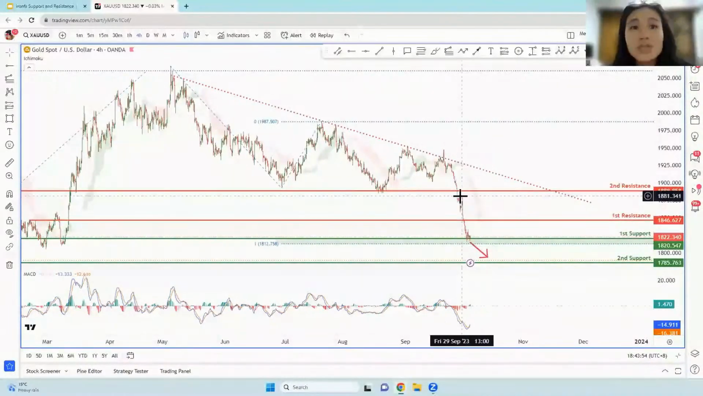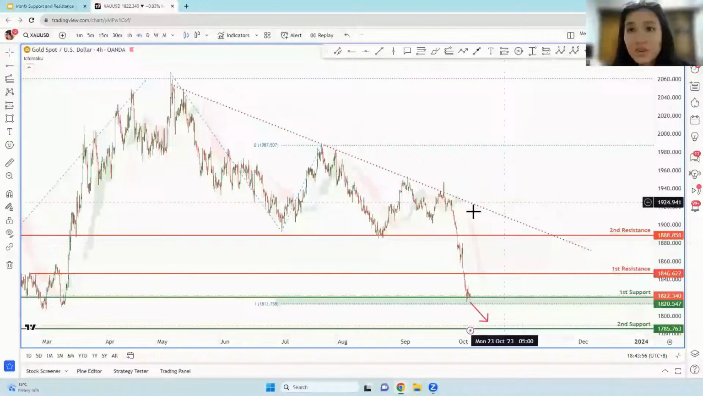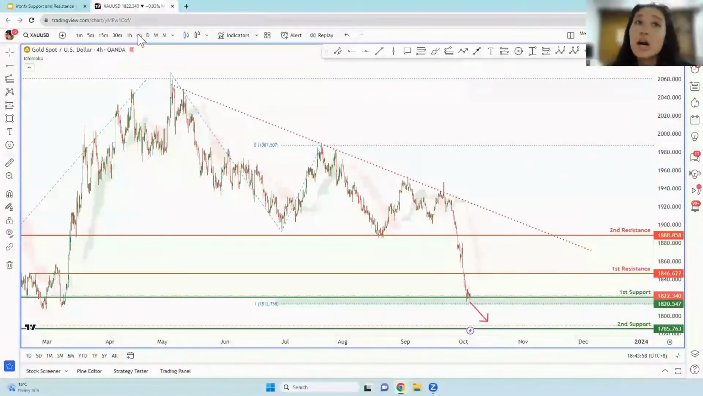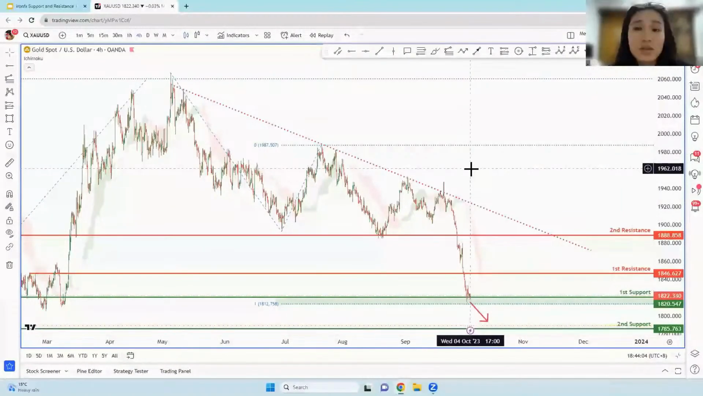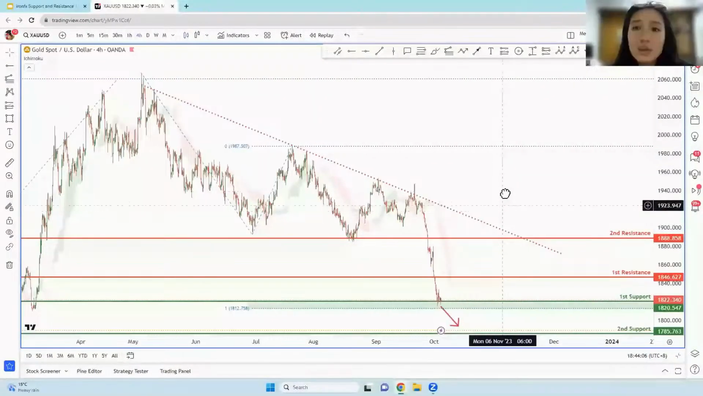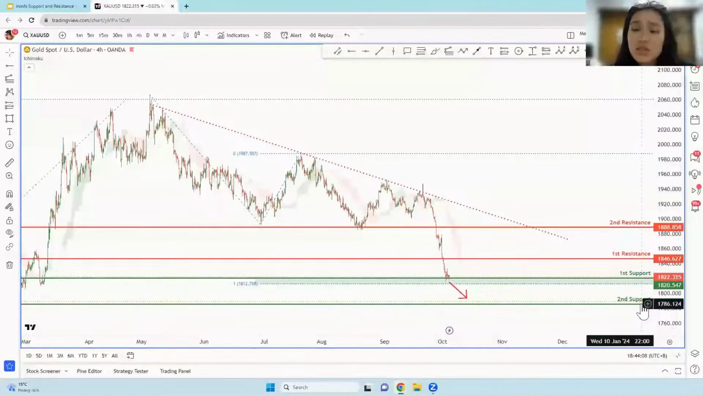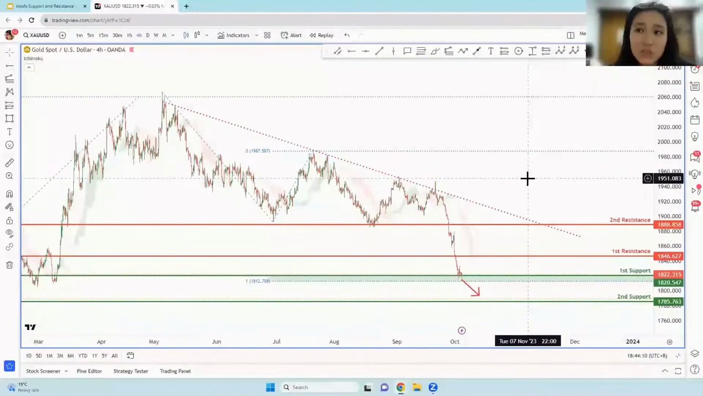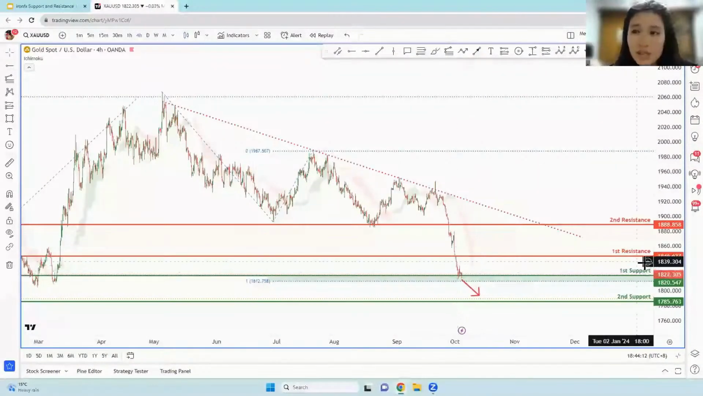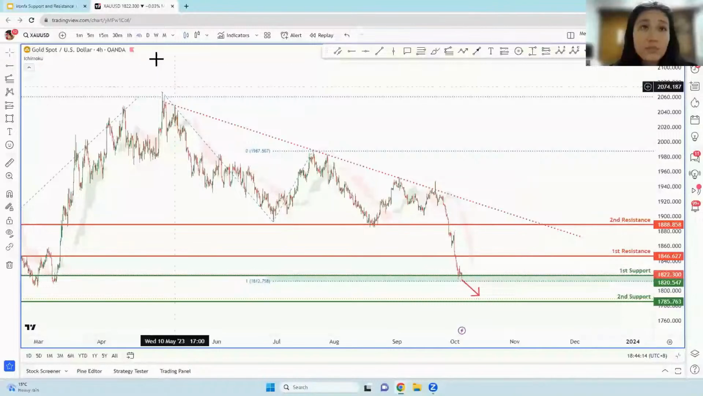But because of the downtrend from this descending trend line we saw on the daily and weekly time frames, price is still pretty bearish on those time frames as well. So we can expect price to continue to drop towards the second support because of all the downward pressure. But for now, it is still testing our first support.